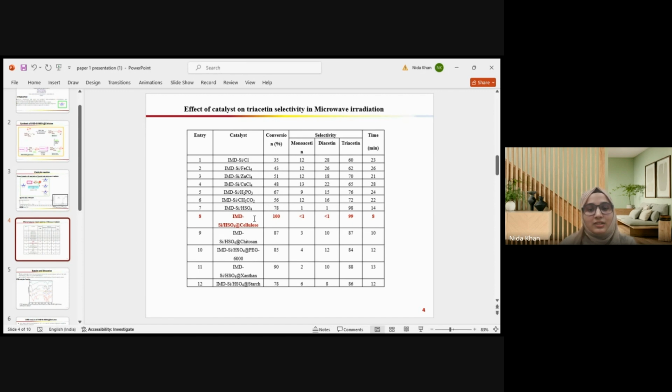Then the surface area plays an important role in the rate of reaction. So we supported our ionic liquid on different support materials, and we see that the best catalyst was IMD-Si HSO4 at cellulose, with 100% conversion of glycerol, and we got triacetin with 99% selectivity in 8 minutes, which is the minimum time.